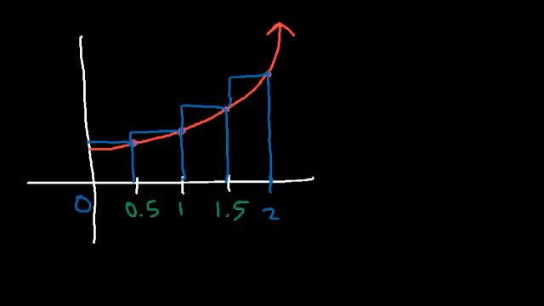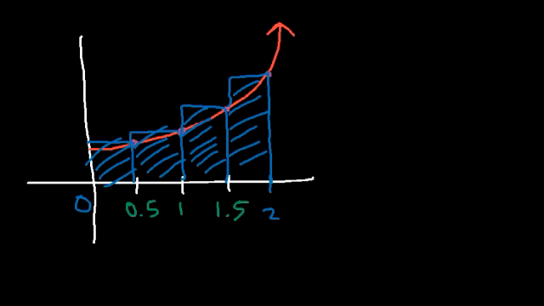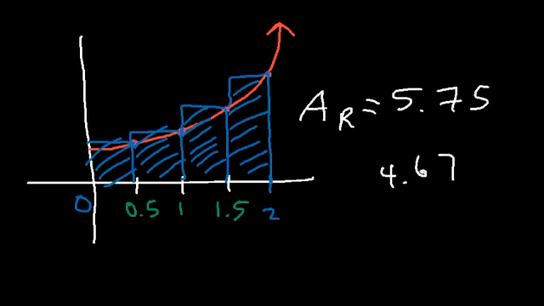So notice that we have an over approximation. The area of the rectangle is above the area of the curve. So that explains why the area using the right endpoints was 5.75. That's why it's so much greater than 4.67. As you can see, there is a significant portion of the rectangle that's above the curve. And so that's why the answer is an over approximation.